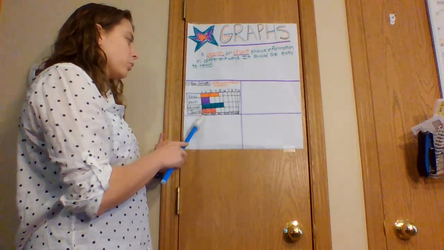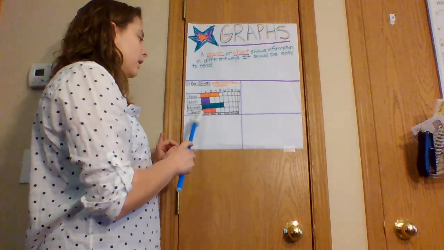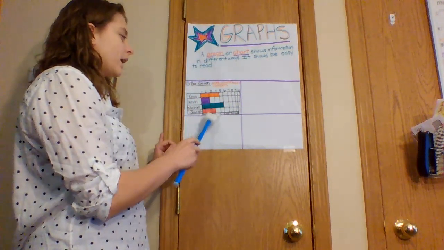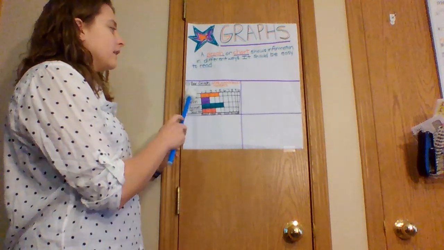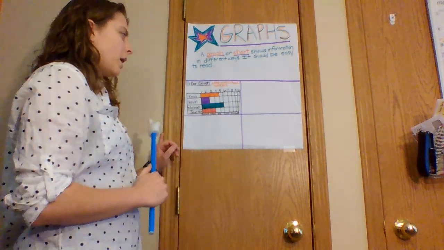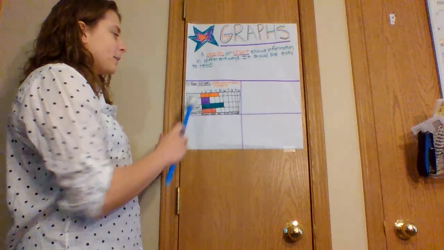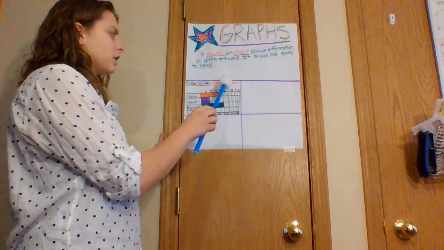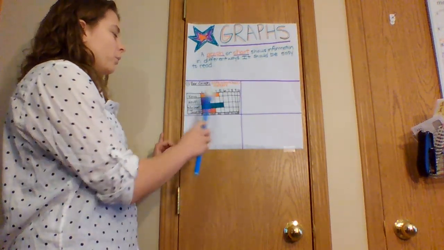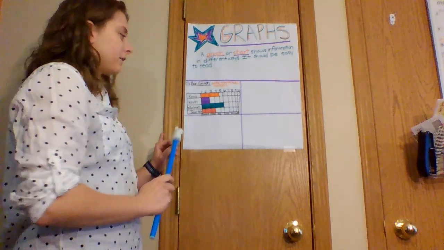And then we have our words down here, which are our title. And the title of this graph is Books Read by Second Grade. And then we have our numbers going across the top. So using the information that we have, using our words, our bars, and our numbers, we should be able to read what this graph is.